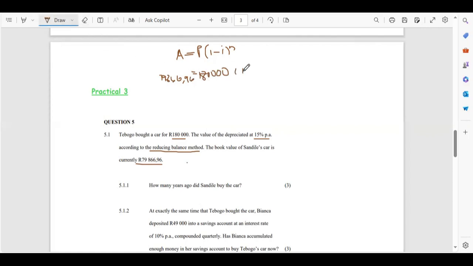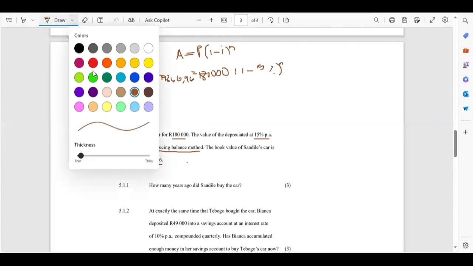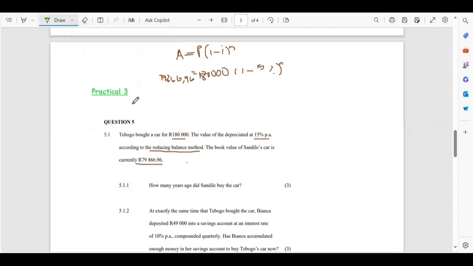Now 1 minus my interest, which is 15% per annum. You could just write 15% only. In this case, there is no need to divide it by anything because it's not compounded quarterly or monthly. Now we're solving for n. What could be my first step here? My first step is to get rid of this 180,000. And how would I go about doing that? By dividing both sides by 180,000. So divide both sides by 180,000, and this would cancel out with this.